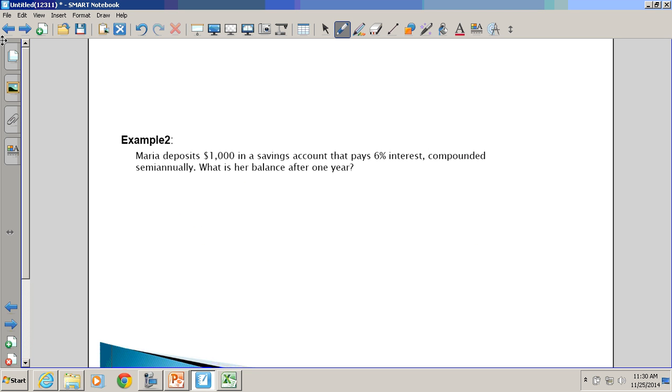Okay, let's try another one. As always, pause this, read through it, try it on your own first. All right, so same basic idea. We have $1,000 being put into this account. The interest is still the 6%. This time it's compounded semi-annually, which means twice a year. We want to know what her balance is after 1 year. So we're going to do the same thing. Okay, again, we have our rate is 0.06. Our principal is this 1,000.